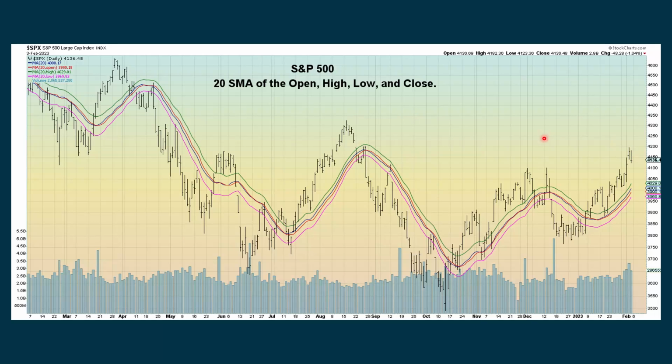Intermediate term charts. This is a chart that I created a while back. It just takes a 20 period simple moving average of the open, and then another one of the high, the low, and the close, and just plots them because sometimes these can act as support when we're going up and seeing a pullback. Other times when we're going down, they may act as resistance somewhere along the way.